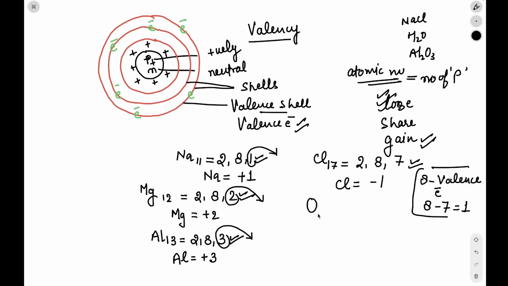Let's take another example, oxygen. Oxygen has atomic number 8. Its electronic configuration will be 2, 6. So you can see there are 6 electrons in the outermost shell, so its valence electrons are 6. These valence electrons are responsible for the valency of oxygen. It tends to gain 2 electrons to get stability, so its valency will be minus 2.